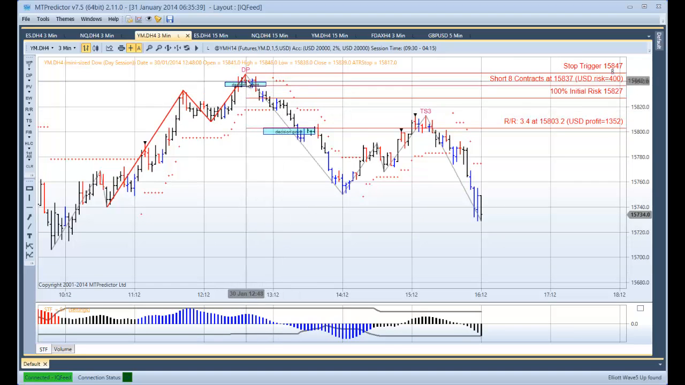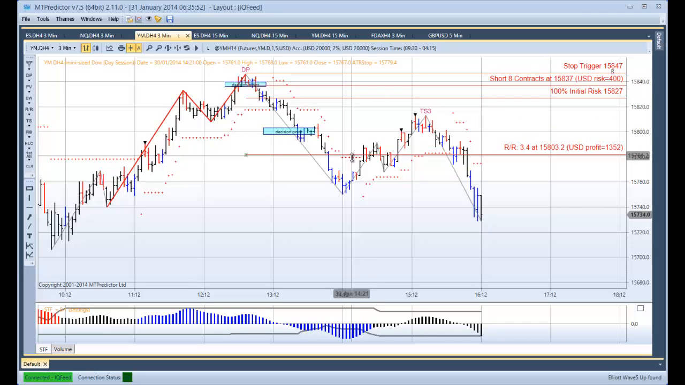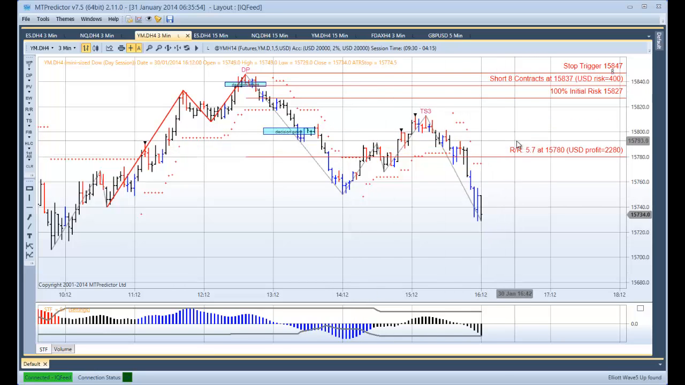As it was now coming off larger degree resistance on the 15-minute chart, the more aggressive MTPredictor users may have said, well, I don't want to come out at the first target, I want to run it a bit further, perhaps using our ATR stop, and therefore that could have potentially come down to that level for a nice 5.7R profit. So that could have been a very nice trade off the very high of the day.